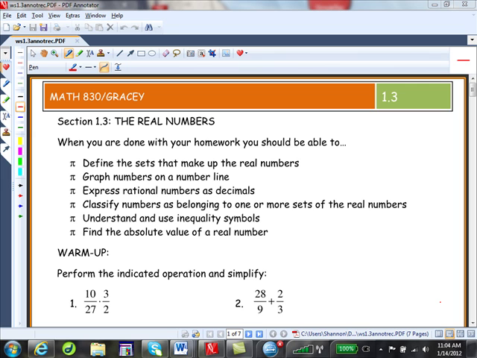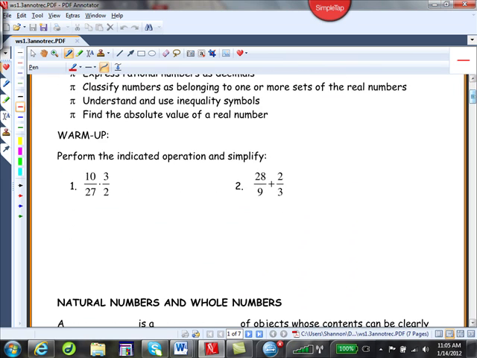We are covering section 1.3 today, which covers the real numbers. Again, we're working from the Blitzer Introductory and Intermediate Algebra book. So when you're done with your homework, you ought to be able to define the sets that make up the real numbers, graph numbers on a number line, express rational numbers as decimals, classify numbers as belonging to one or more sets of the real numbers, understand and use inequality symbols, and find the absolute value of a real number. So why don't you go ahead and pause the movie and do the warm-up.